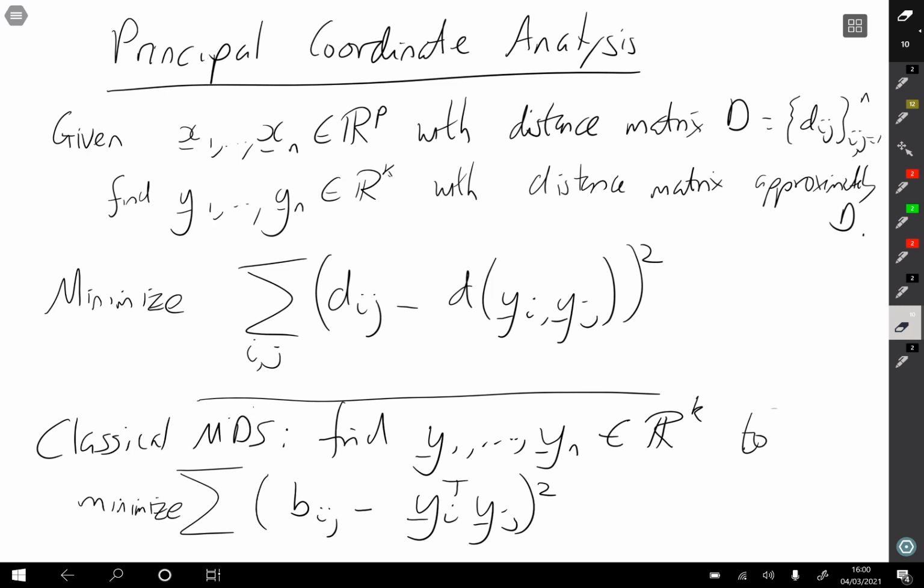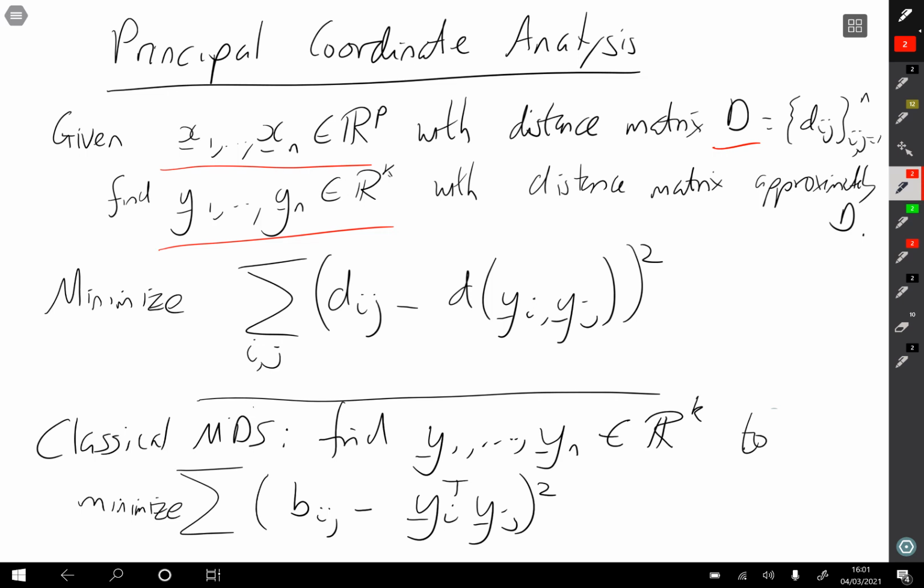So this video is about something called principal coordinate analysis. So far in multidimensional scaling, we've seen the case where we're given a distance matrix D and we are asked to find a set of points with distance matrix that is approximately equal to D or is equal to D. Principal coordinate analysis does exactly the same thing, but sometimes we have the data to start with.